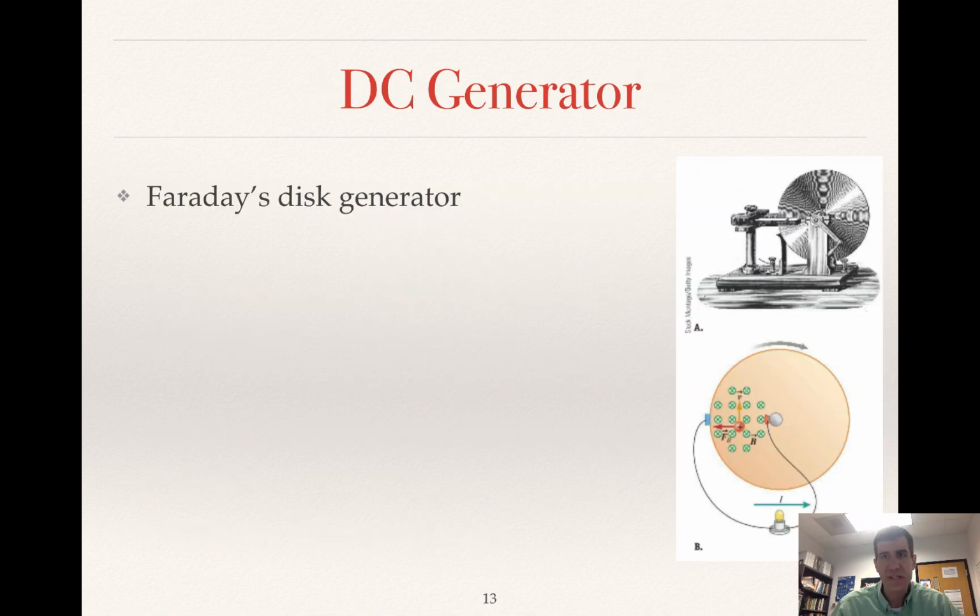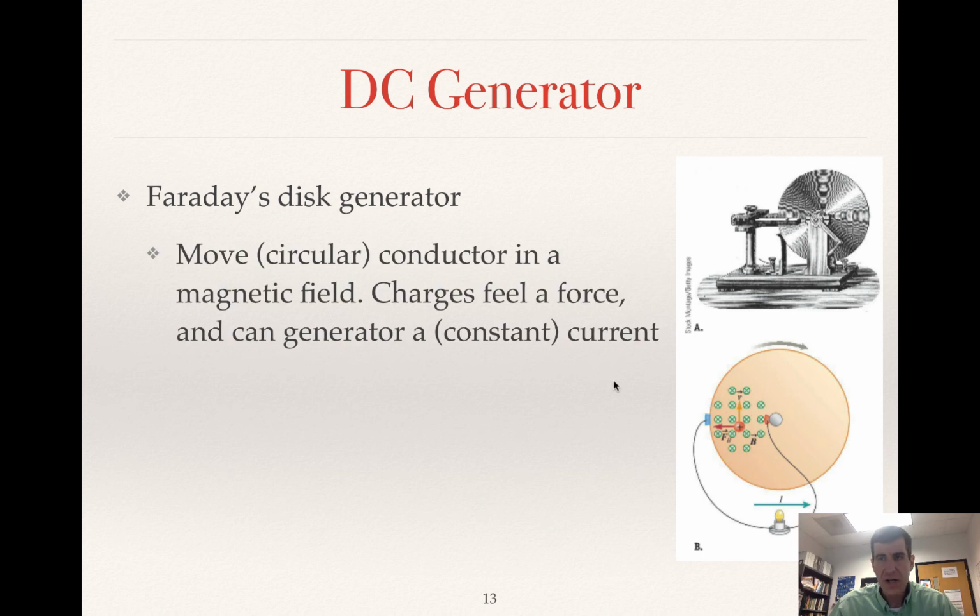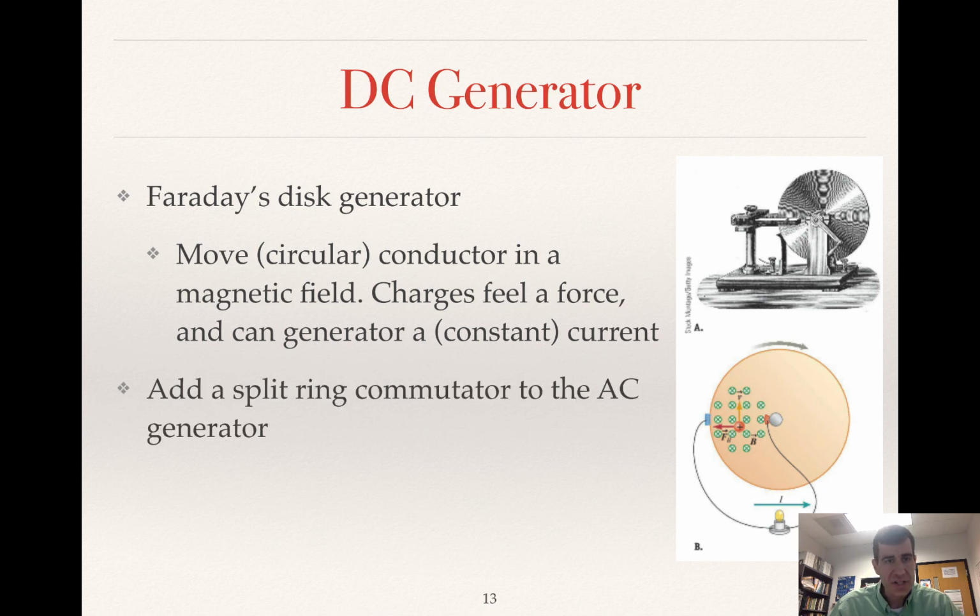So you can also build a disk generator. One way to do that is with Faraday's disk generator. Basically, if you have a big circular conductor, you rotate it and you put a magnetic field into one part. Of course, in the conductor are charges, and those charges are going to feel a force, so they'll actually drift in one direction. And if you're turning this thing at a constant speed, then you're going to get a constant EMF.